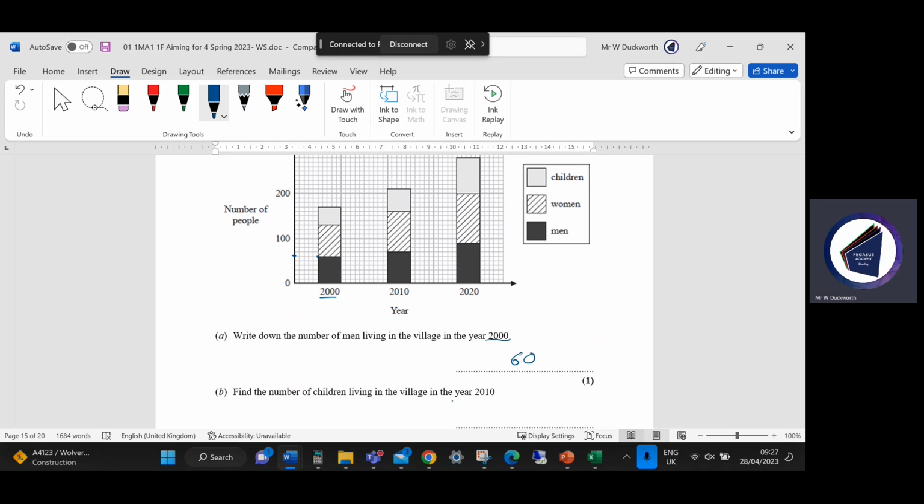Find the number of children living in the village in 2010. So children is the light shaded box. So that's where it starts and that's where it ends. So again, we've got 1, 2, 3, 4 spaces. And I'm looking at the wrong year, aren't I? It should have been 2010 and I was looking at 2000. So we're looking at between that value and that value. So we've got 1, 2, 3, 4, 5 squares. So that would be 50 children.